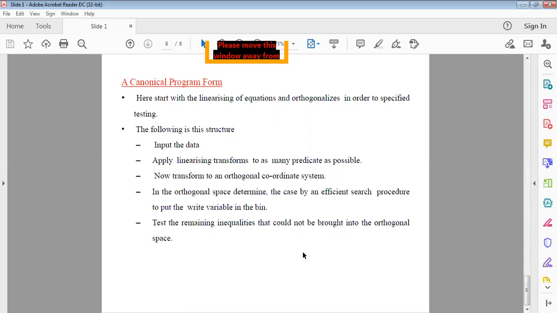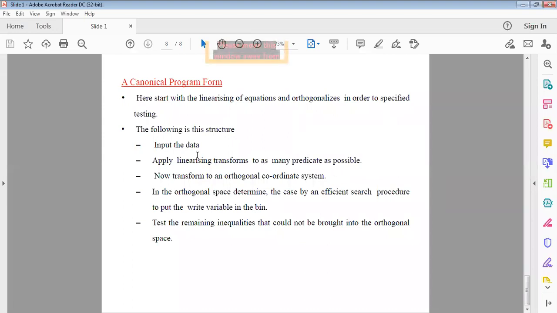The following is the structure that has to be followed while you are performing a program. First, every step starts with the input data. What data you are taking is a very important point for a particular domain. So input the data, and apply the transformation to predicates as far as possible. Whatever predicates you are taking for a particular input value come under consideration. Based upon those predicates only, the transformation has to be applied to an input value. Apply linearizing transforms to as many predicates as possible. It has to be checked for as many predicates as possible.